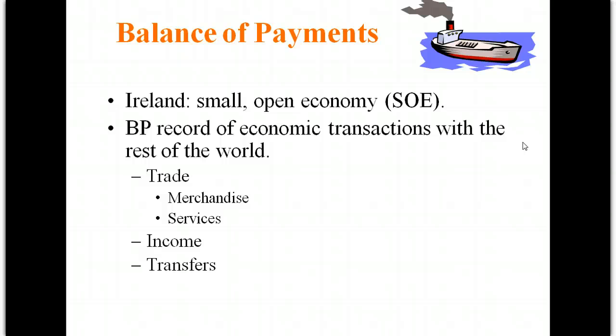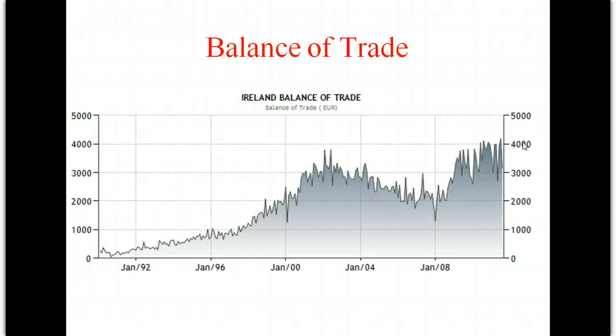So the balance of payments is a record of economic transactions with the rest of the world. So it's a record of our trade in goods, our merchandise trade, and our trade in services. And then it's a measure of flows of income in and out of the country, and then a flow of transfers, payments made for which nothing is expected in return. So maybe our development budget, or contributions to the EU which are made, and other payments that leave the country.